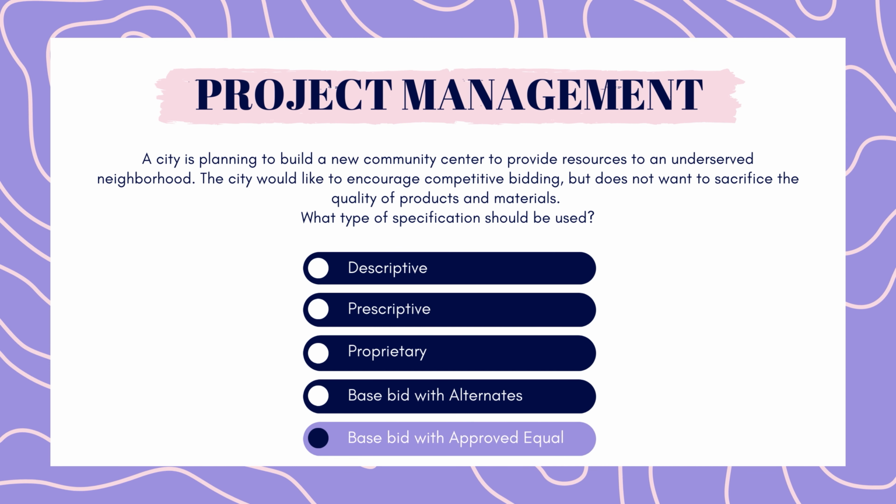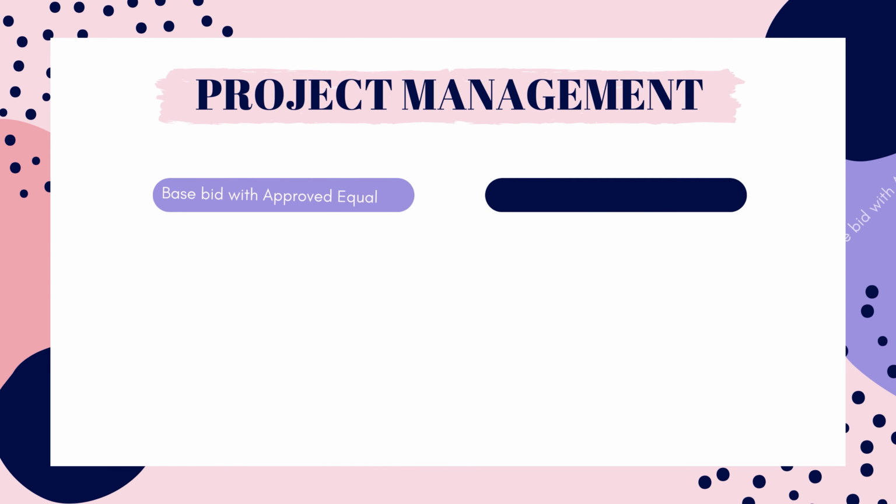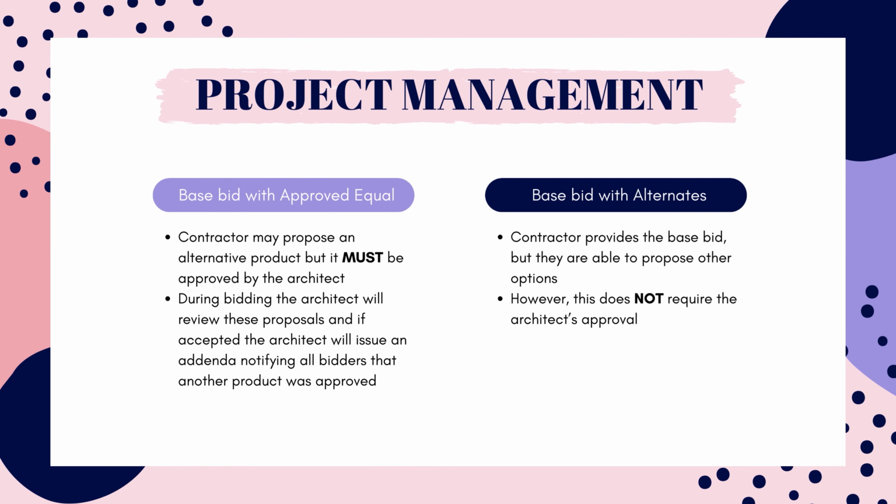And the answer is base bid with approved equal. A base bid with approved equals allows the contractor to propose an alternative material to what the architect has specified. The architect then reviews the proposed material during the bidding phase and issues an addenda notifying all the bidders of the decision. Using the approved equal language in a specification establishes a minimum quality level based on the product specified, but it allows the contractor to look at a lower cost alternative if they choose to.